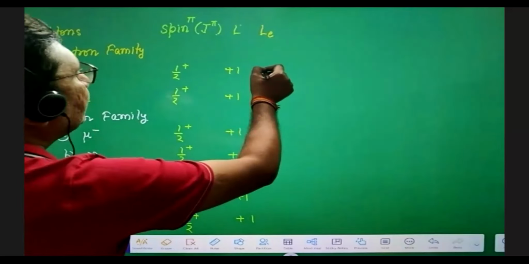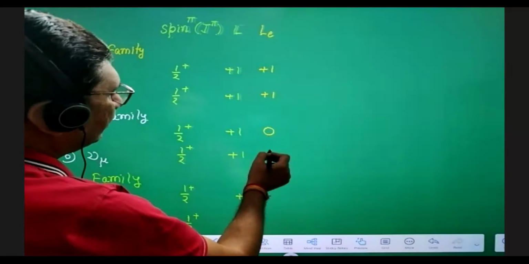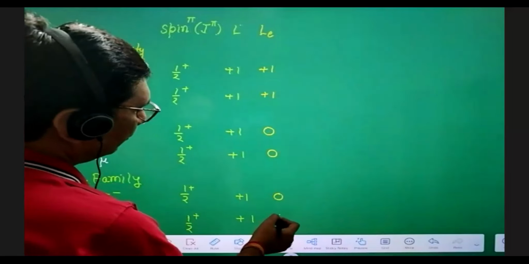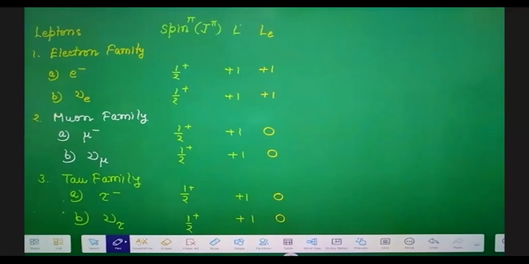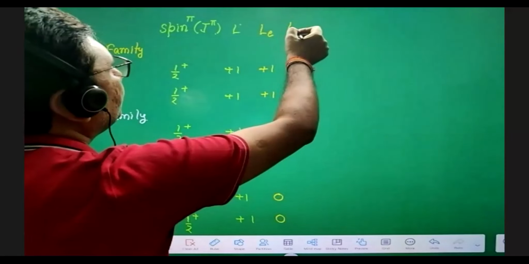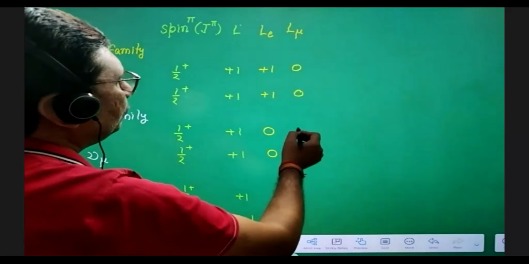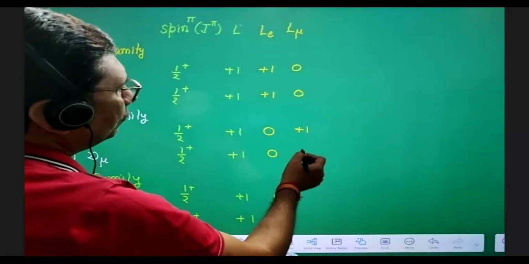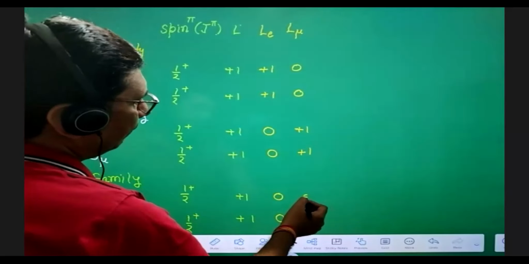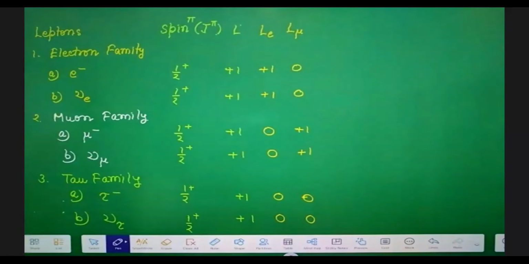So this Le is +1 for the electron family. For the other two subfamilies, that number is 0. Then you are going to introduce another number for the muon subfamily. For those that are not members of the muon family, it is 0. Two members of the muon family are there, and for them it is +1. So this number was introduced to represent the muon family.